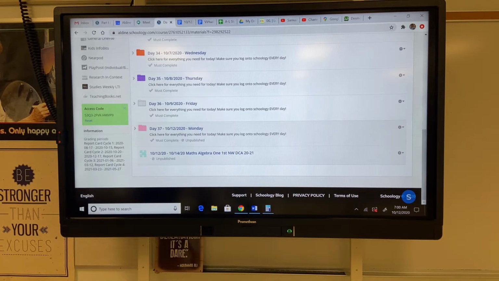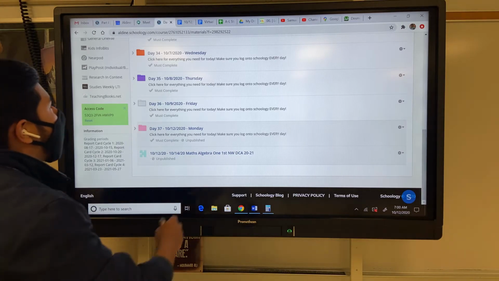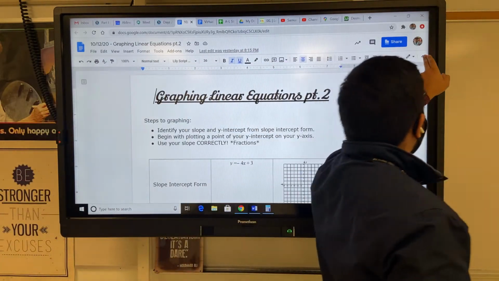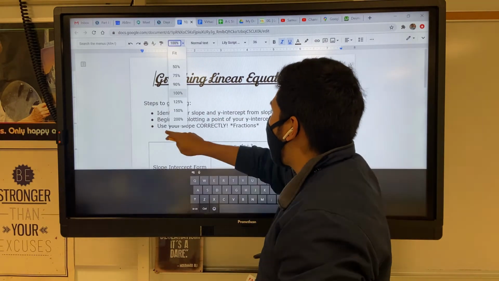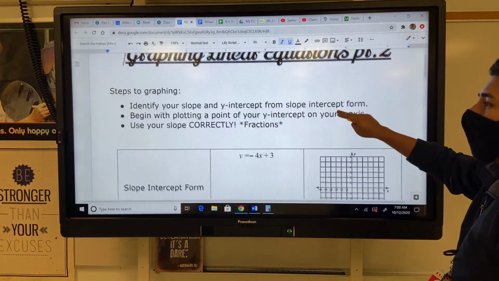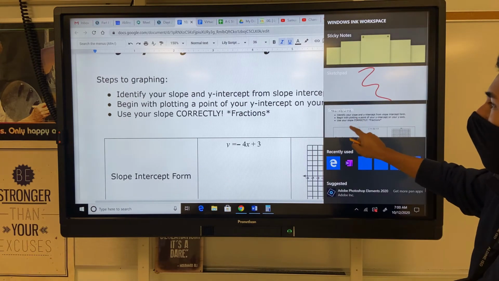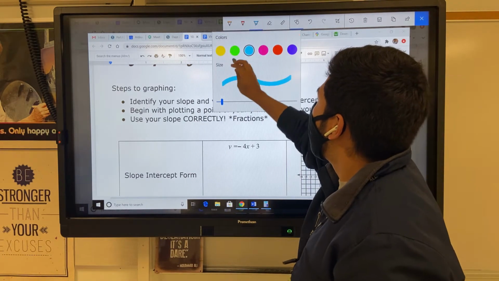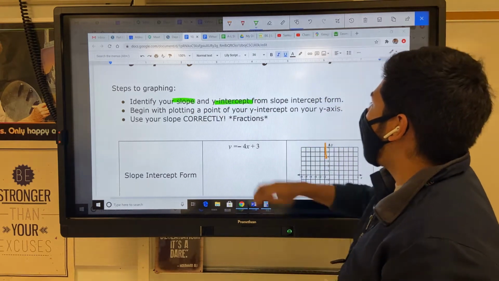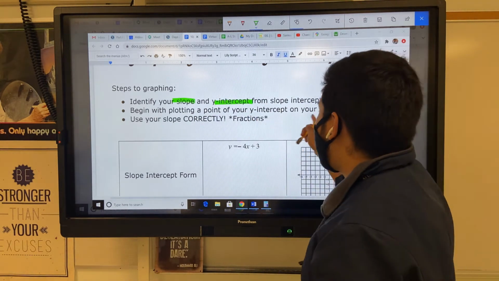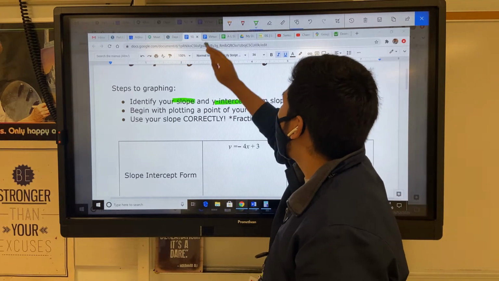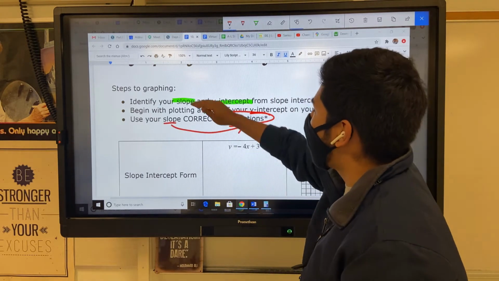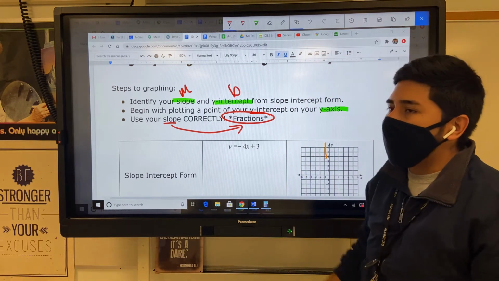On Friday, we went over graphing linear equations. We're doing the same thing today, except it's part two. Graphing linear equations, part two. Steps to graphing: you want to make sure that you identify the slope and the y-intercept from slope-intercept form, and then use the y-intercept on your y-axis and use your slope as a fraction. Slope must be a fraction. Your slope is my m, your y-intercept is my b.